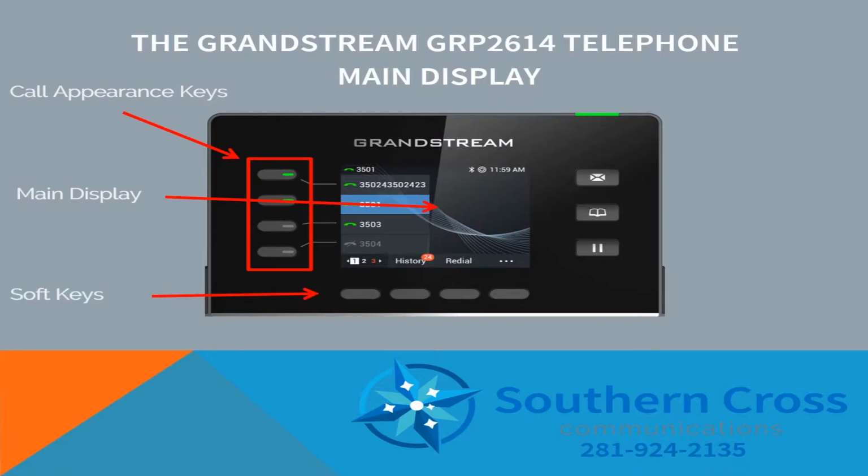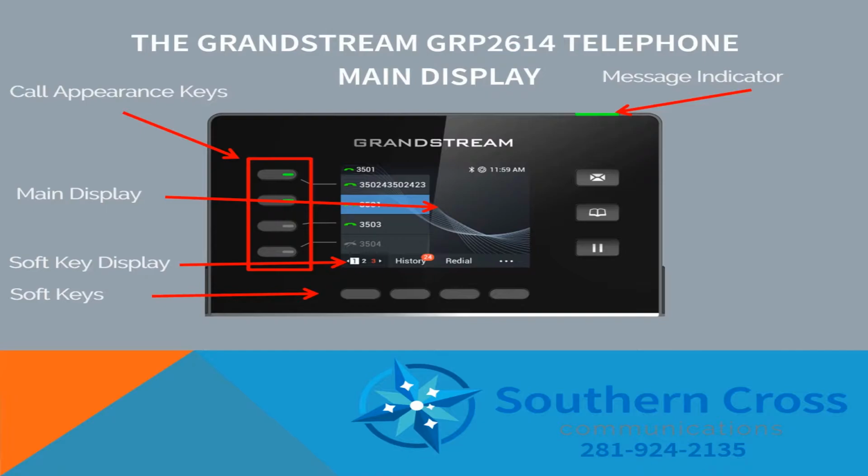The function of these keys change as you use your phone. For example, if you are not on a call, there are options such as redial and history. If you're on a call, one soft key will give you the option to transfer. Labels at the bottom of the main display indicate what you can do at any given time. The message indicator provides a visual alert for voicemail messages.